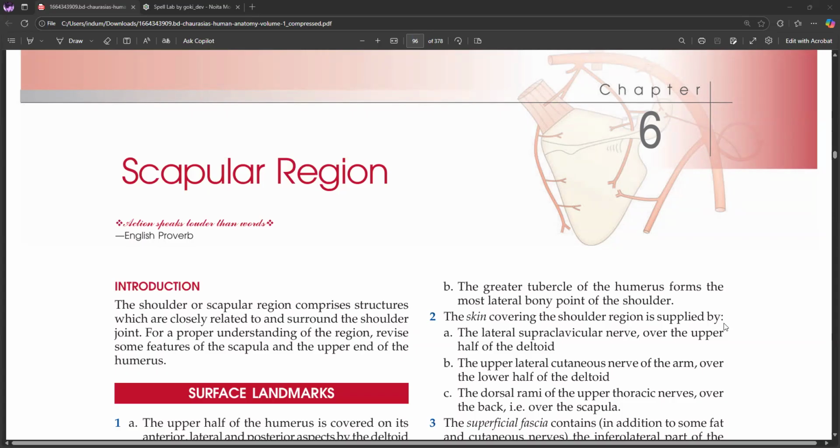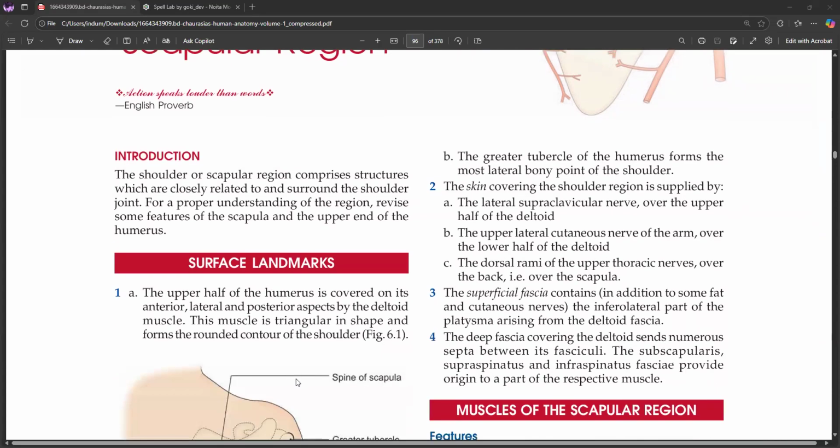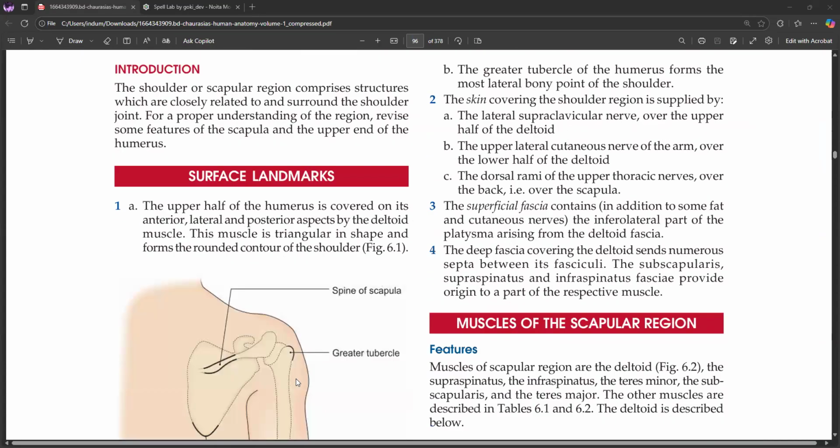Today we are going to read chapter number 6, Scapular Region, from the book B.D. Chaurasia, Human Anatomy, Volume 1. So let's get started. Introduction. The shoulder or scapular region comprises structures which are closely related to and surround the shoulder joint. For a proper understanding of the region, revise some features of the scapula and the upper end of the humerus.